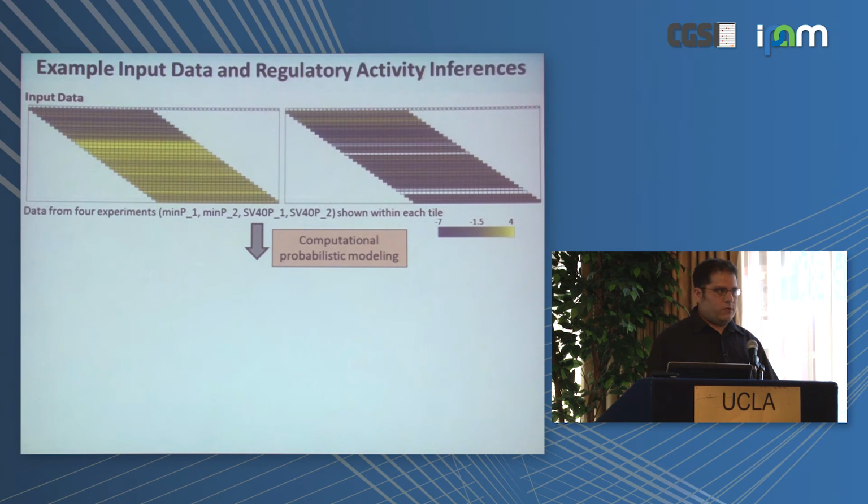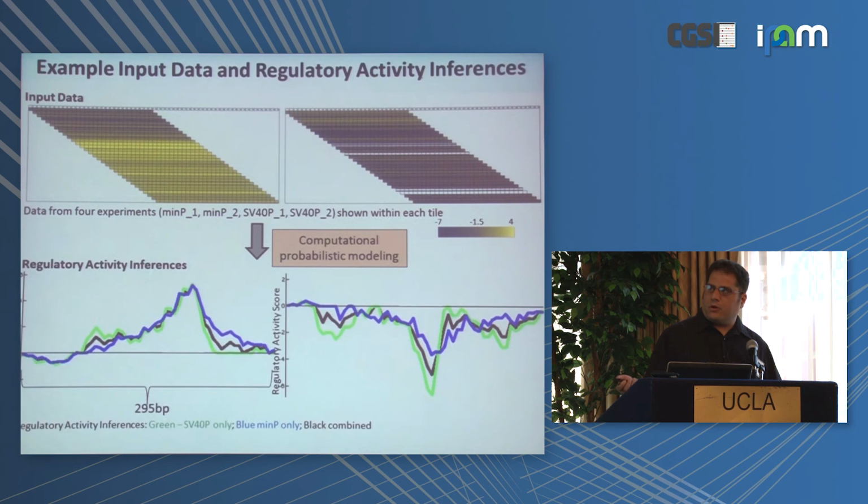So what we need to do is have a computational probabilistic modeling approach to take this type of data and to come out with an output like this, and this is actual real data now from the experiments, of our prediction of the relative regulatory activity at each position along the sequence. And what I'm showing you in black is our overall prediction, and then green and blue are based on 2 different promoter types.